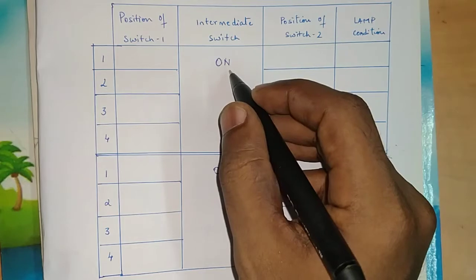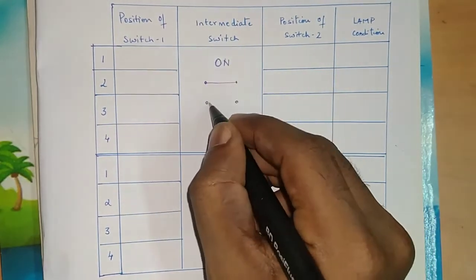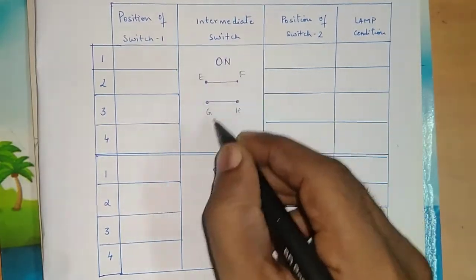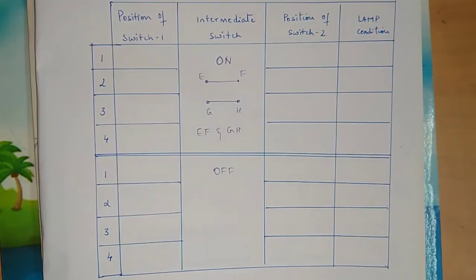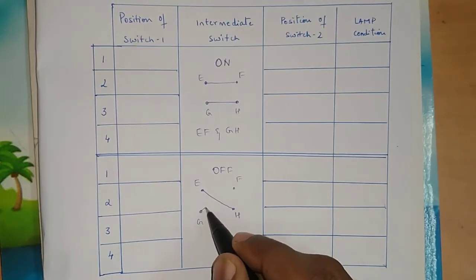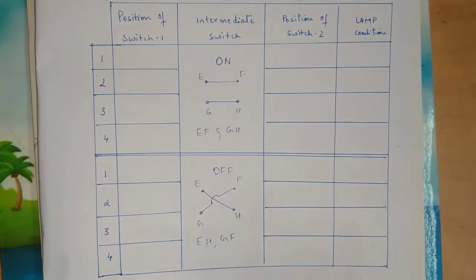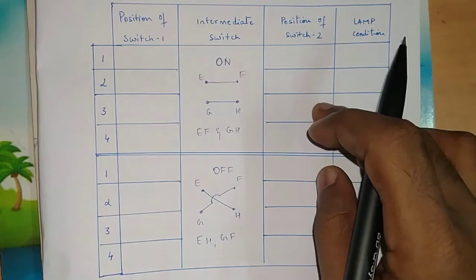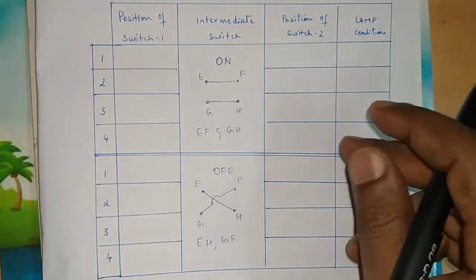When the intermediate switch is on, you know the intermediate switch has 4 terminals. When it is on, the connections will be straight connections. I'll just name the terminals E, F, G, H. It means E and F are connected and G and H are connected when the intermediate switch is on. When it is off, E and H are connected, and G and F are connected. So for these two conditions, you'll be having 4 different cases. You need to write down the combinations of switch number 1 and 2. Just see from the circuit diagram.